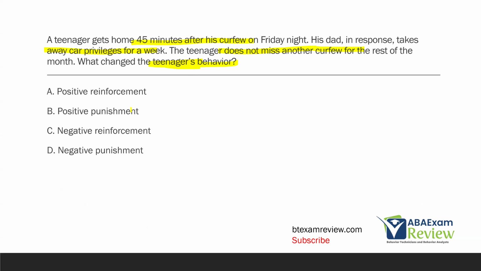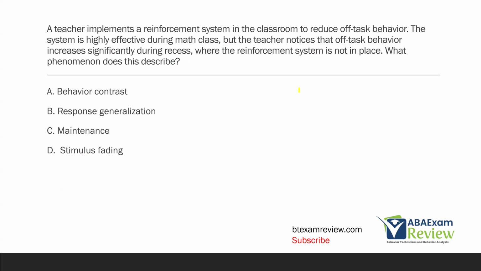So if we look at A and B, those are both positive consequences. We know the consequence was the removal of privileges. So this needs to be negative. So we have C and D, negative reinforcement or negative punishment. Well, since the behavior decreased, the missing curfew behavior decreased, this is going to count as D, negative punishment.